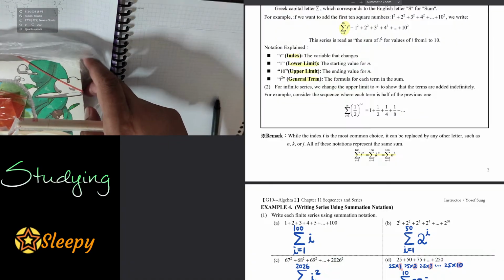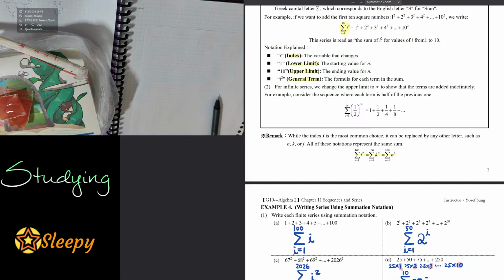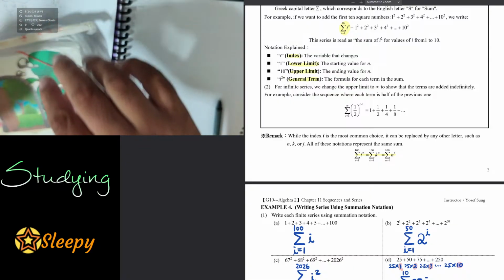Okay, so example one, the first five terms are easy. You just do 1, 2, 3, 4, 5, right? It's just an exercise. I don't know what exactly. I'm sure it's good.